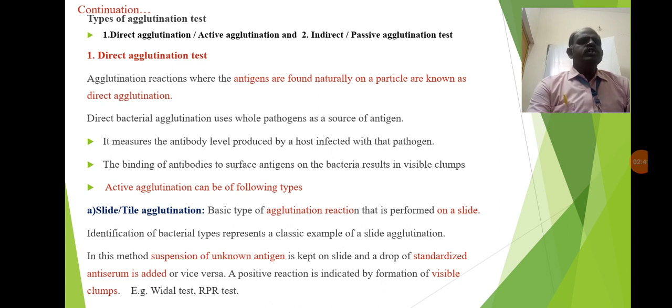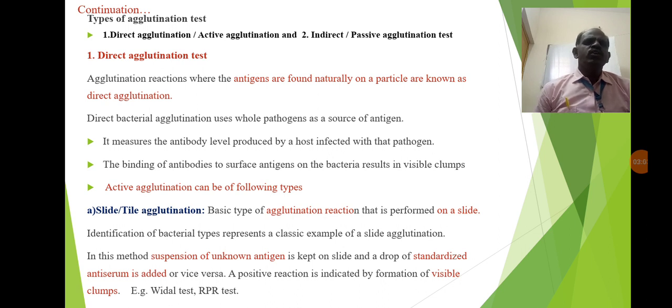Direct bacterial agglutination uses whole pathogens as a source of antigen. It measures the antibody level produced by a host infected with that pathogen. And the binding of antibodies to the surface antigens on the bacteria results in visible clumps. And direct agglutination can be of the following types.